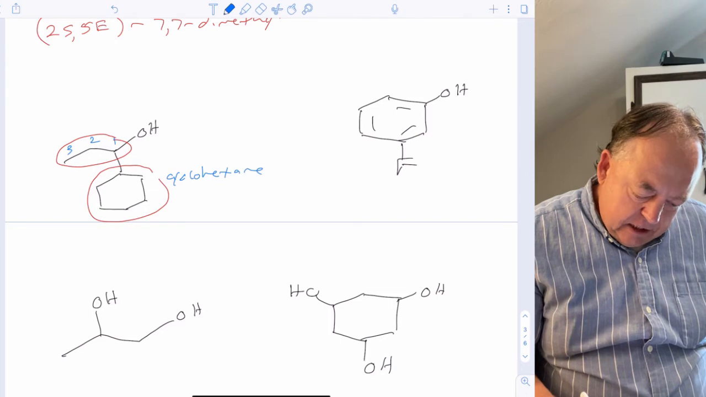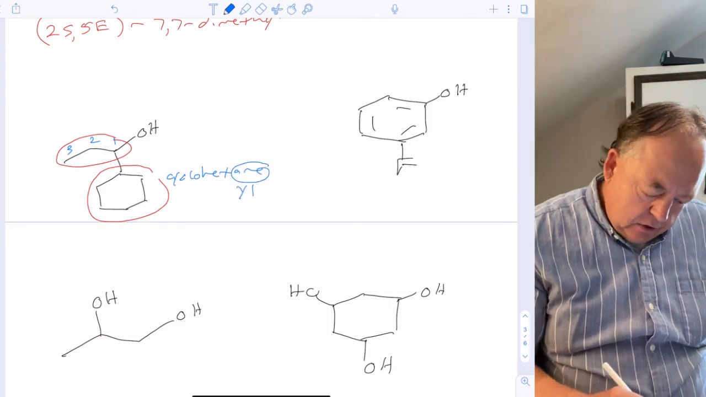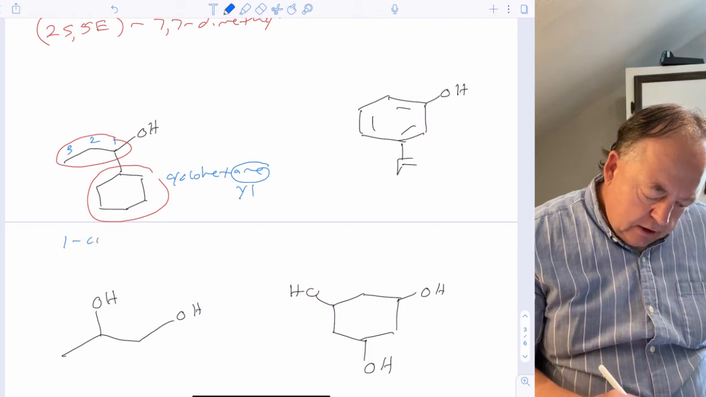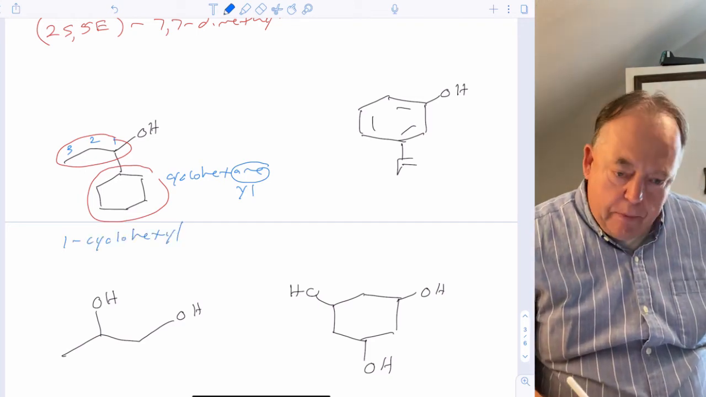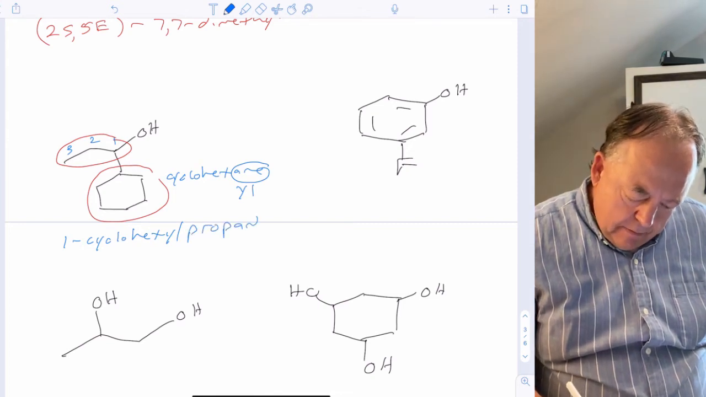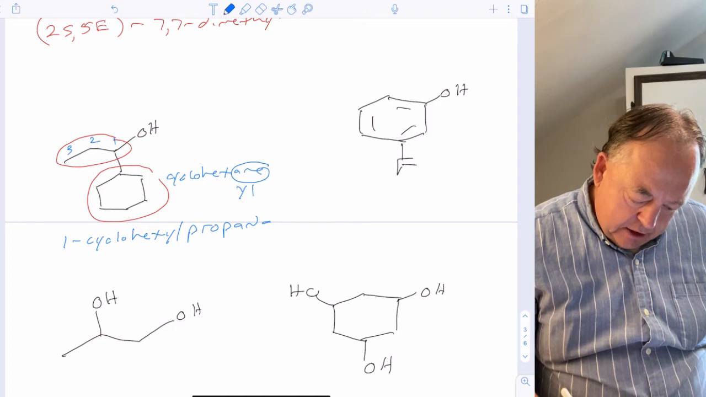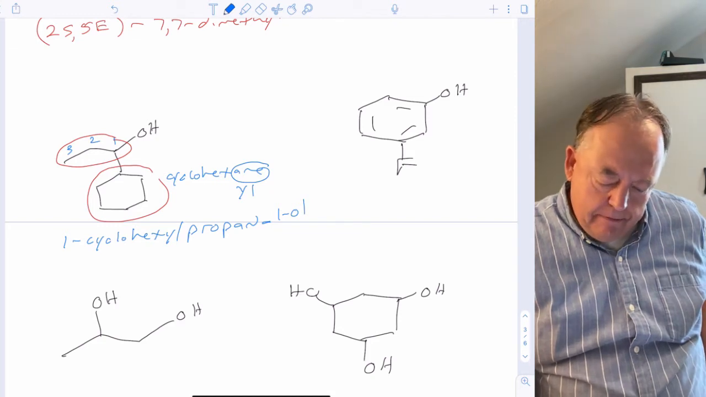And since it's a substituent, the A and E ending is changed to YL, so that's a cyclohexyl. So this would be 1 cyclohexyl, and then propane would become propanol. But you need to indicate that the OH is at carbon number 1. So 1 cyclohexyl, propan-1-ol would be the name.